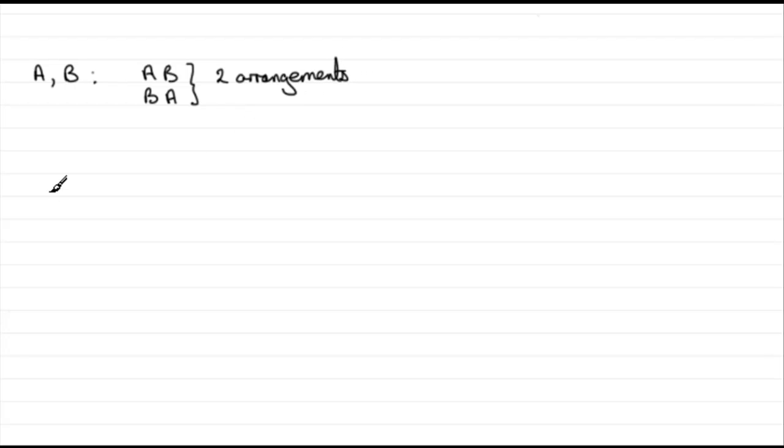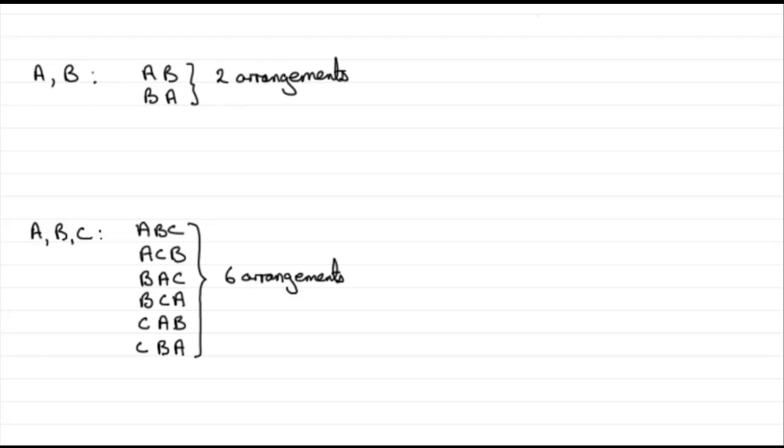Now what happens if I had, say, three letters? Let's say an A, a B and a C. How many ways could I rearrange these? Well, I could make a list of them. I've done that, and you can see that we get 6.